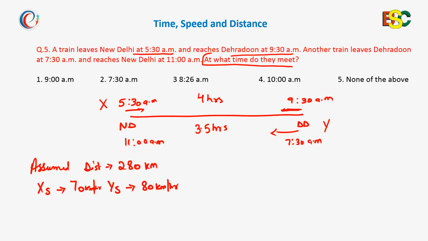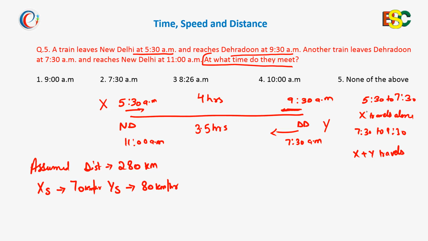Now we have found the speed of both the trains. Now you have to focus here on one point, that X starts traveling at 5:30 a.m. and Y started at 7:30 a.m. So from 5:30 to 7:30 X travels alone. But from 7:30 to 9:30 X travels with Y, as they both are traveling in opposite directions.